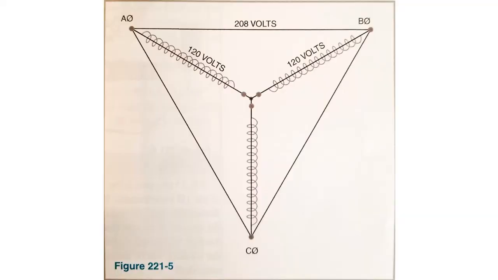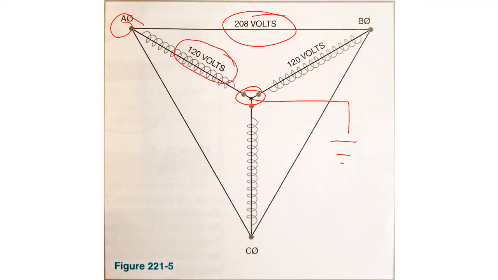A better way of looking at it is right here. You'll note that between A phase and B phase, I'm reading 208 volts on my meter. Yet between A phase and the center point, and let's say that that's ground, I'm only reading 120 volts here. That is, if I were to take 208 volts divided by the square root of 3, it would give me that 120 volts. So that's the rule of a Y voltage, a Y connected transformer and regarding its voltage.